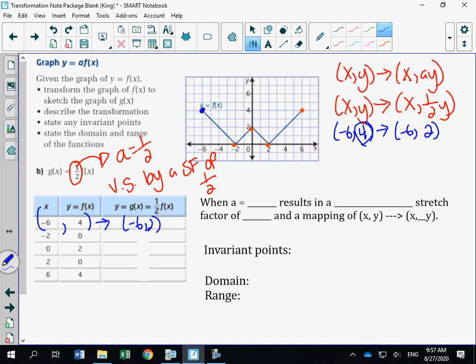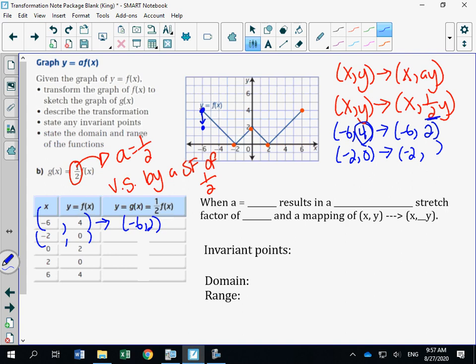My new point is -6, 2. So this is going down, so it's a compression. We still say it's a vertical stretch by a factor of 1/2, but the graph is actually going to be compressed. I'm going to be pushing this graph down. Okay, next point, -2, 0. X value stays the same, y value multiplied by a half.